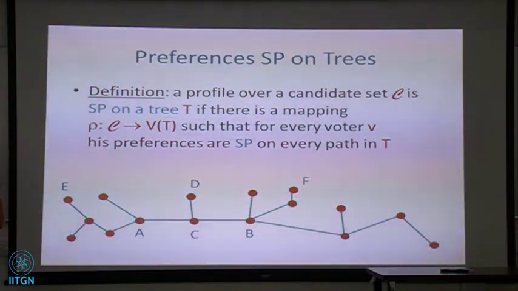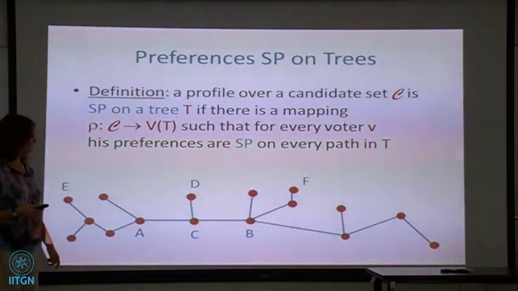Here's how I would describe it differently. So this is the formal definition. An equivalent definition, and maybe more intuitive, is in terms of contiguous segments. Preferences are single-peaked on a tree if for every segment of voters' preferences, that segment forms a contiguous subtree.